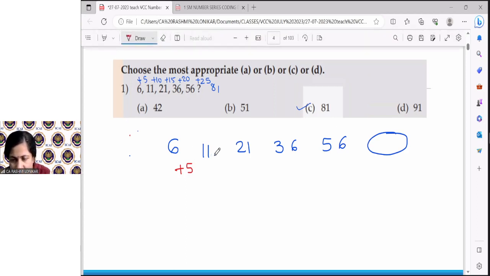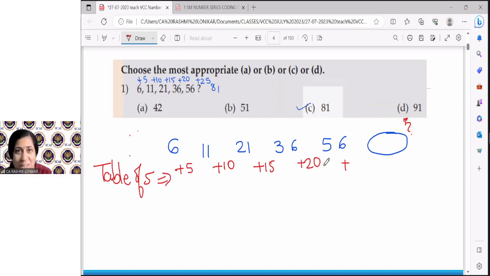6 plus 5 is 11. 11 plus 10 is 21. 21 plus 15 is 36. 36 plus 20 is 56. 56 plus, now what? I don't know this, this is my question mark. Now I can see this is a table of 5. So what do I have here? 5, 10, 15, 20. Obviously, I know my table of 5, so I will have 25.